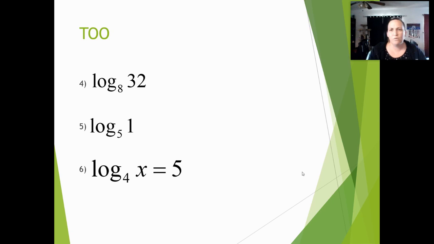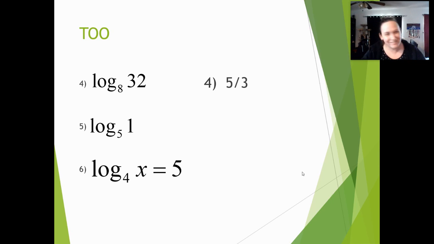All right, now number 4 is super tricky. So on number 4, you can't do 8 to a power to get 32. And so that one I would definitely recommend doing the calculation way. So I would set it equal to x, wheel it out, and then find a common base. So the answer to number 4 is 5/3. 5/3, and we can talk about that one more in class if you need to.